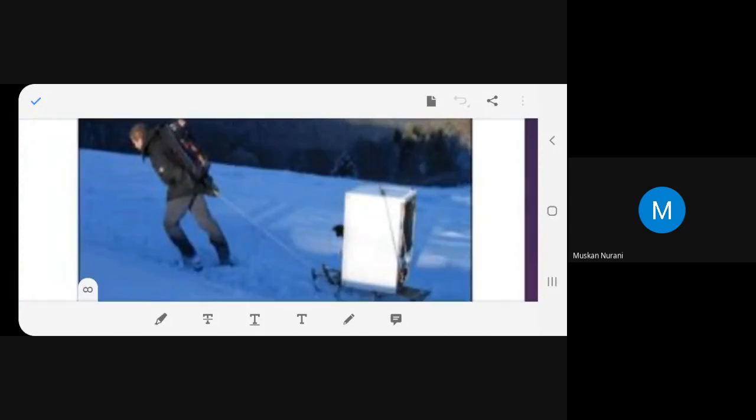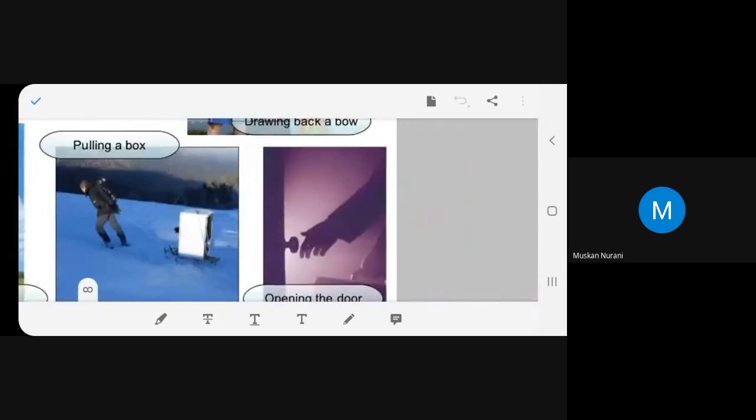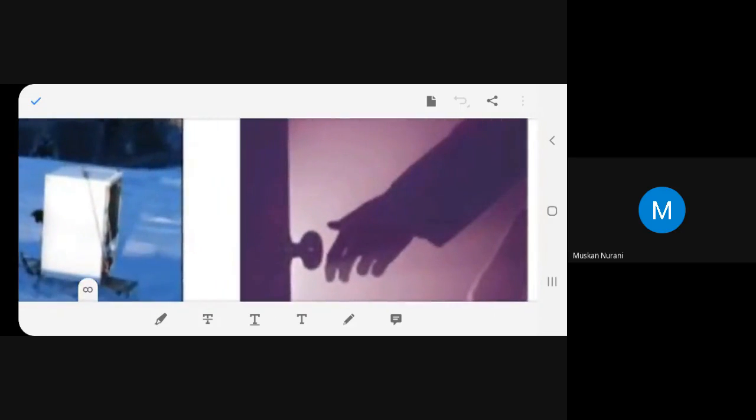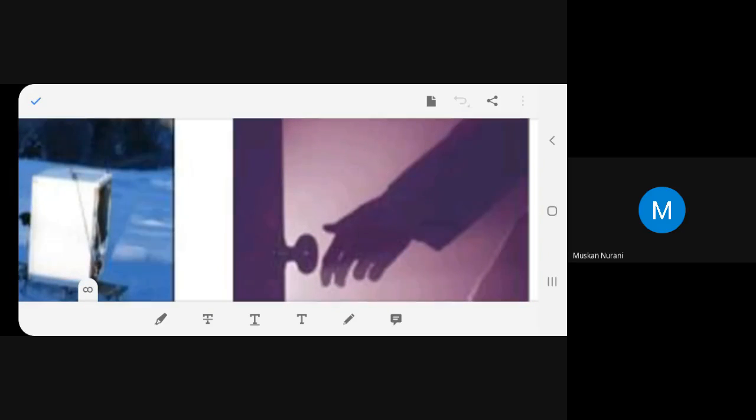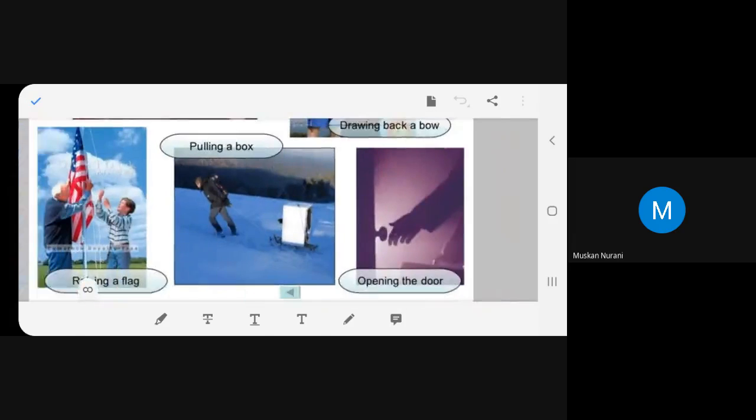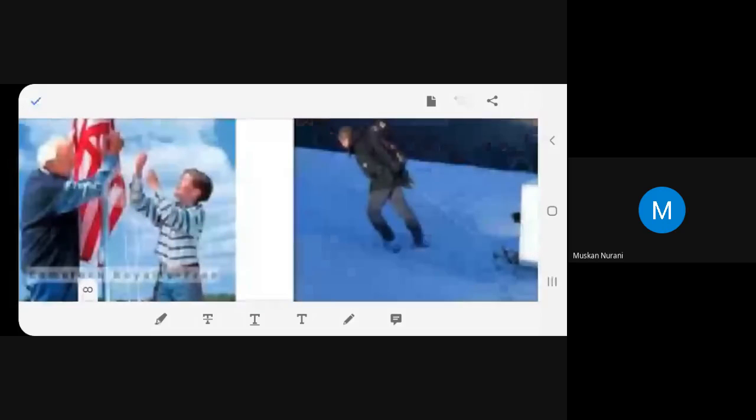Then comes this one. What is he doing? Pulling a box. What is he doing? Pulling the door. If you open the door, that means it is pulling the door, isn't it? How can you open the door? By pulling it, you open the door. Right. What is this one?